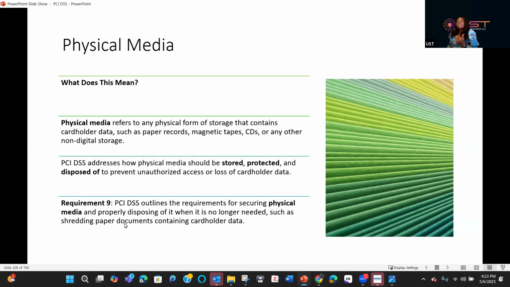Requirement 9 of the PCI DSS outlines the requirement for securing physical media and properly disposing of it when it is no longer needed, such as shredding papers and documents containing cardholder data. Do you see? And this is also a good way.